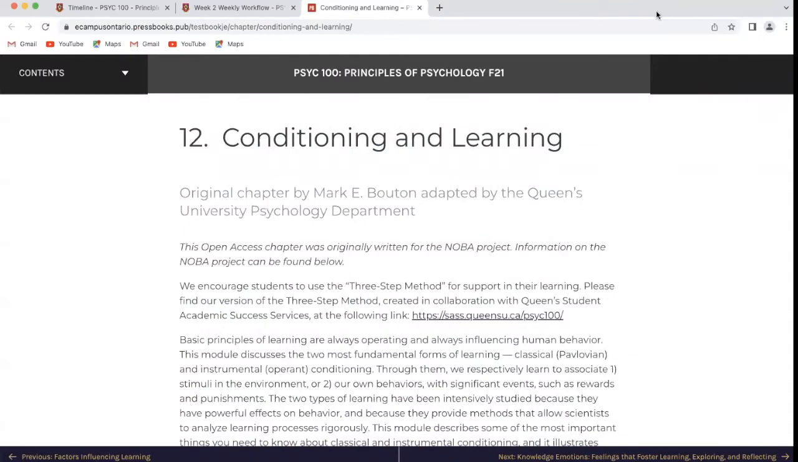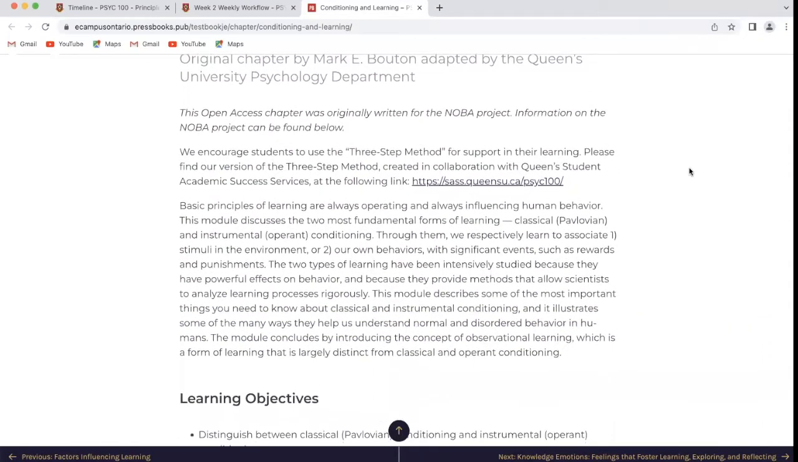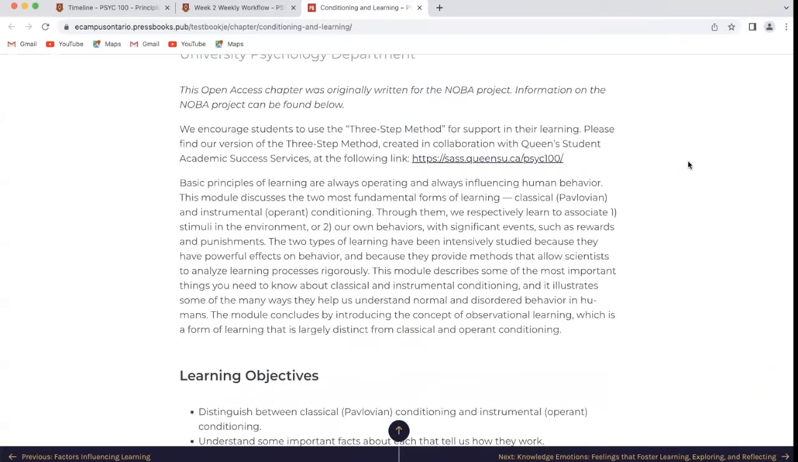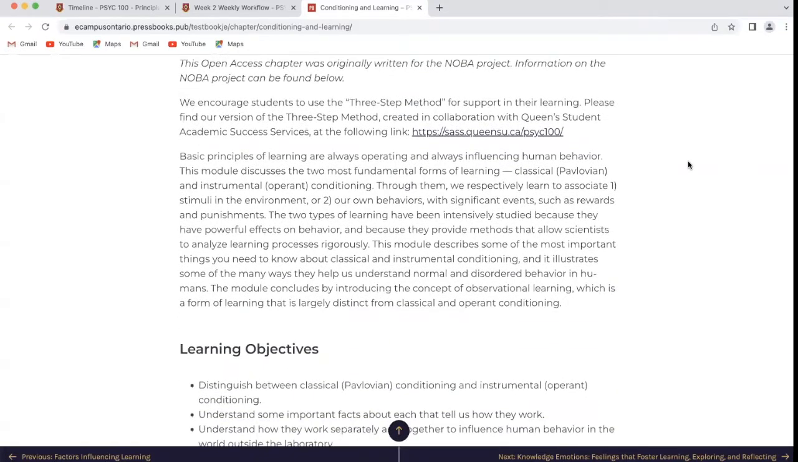Conditioning and learning. Basic principles of learning are always operating and always influencing human behavior. This module discusses the two most fundamental forms of learning: classical, Pavlovian, and instrumental, operant conditioning. Through them, we respectively learn to 1. associate stimuli in the environment, or 2. associate our own behaviors with significant events such as rewards and punishment.